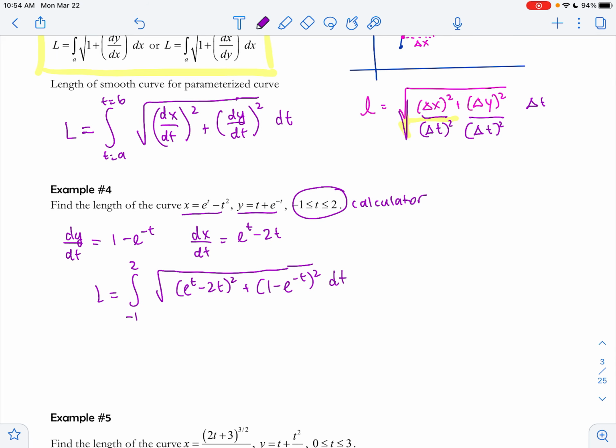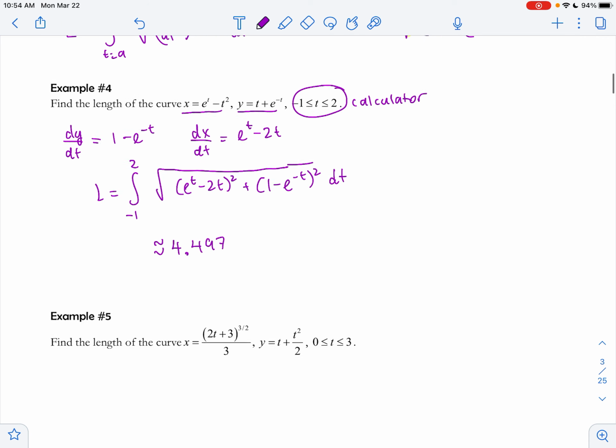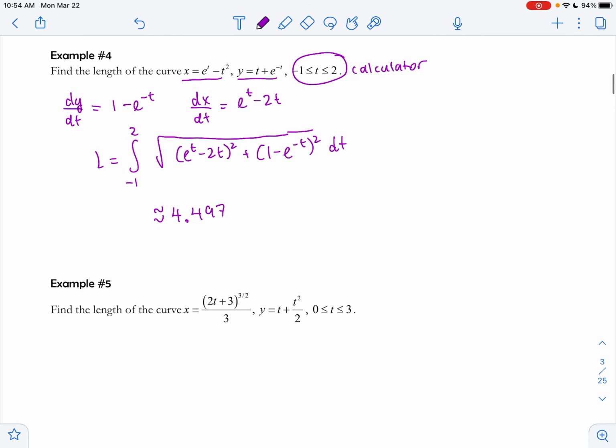So go ahead and enter in the integral of this and evaluate it on your calculator, and make sure that you guys are matching that it should be equal to 4.497, always round to 3 decimal places. And if you didn't get that answer on the calculator, screenshot what you have and send it to me on Remind, and I can help you guys out from there.